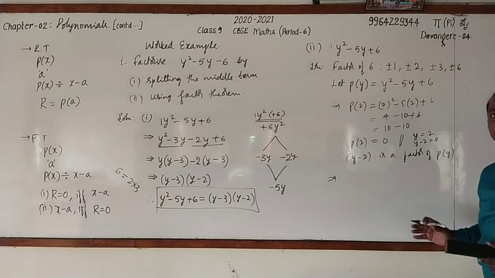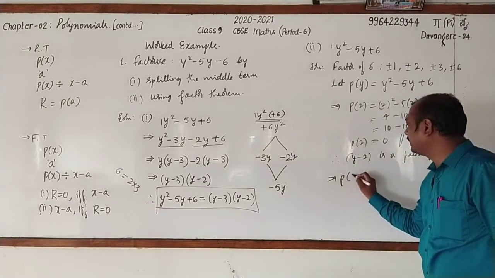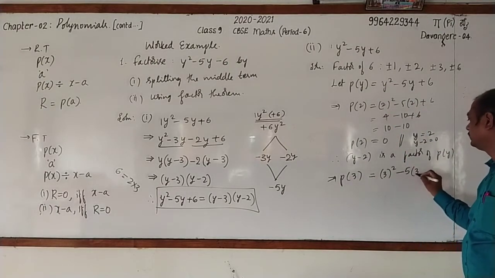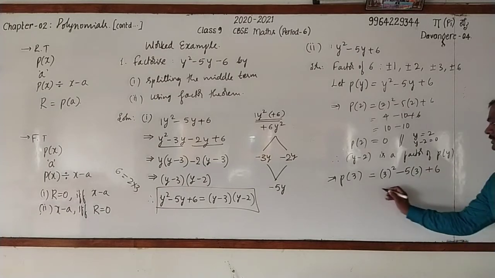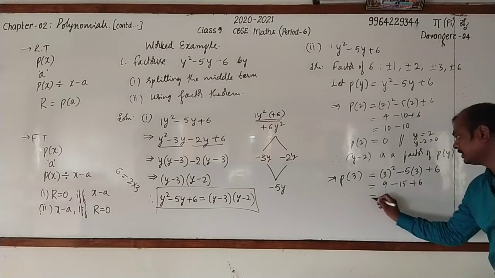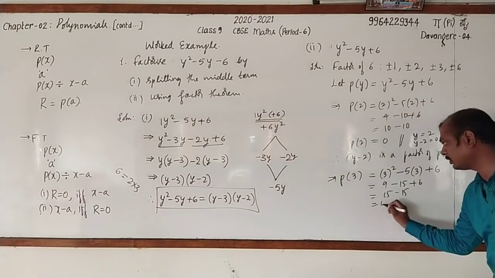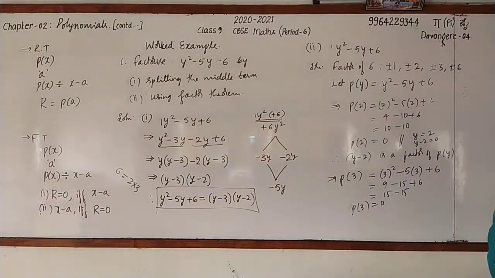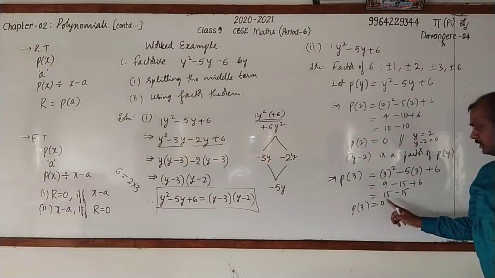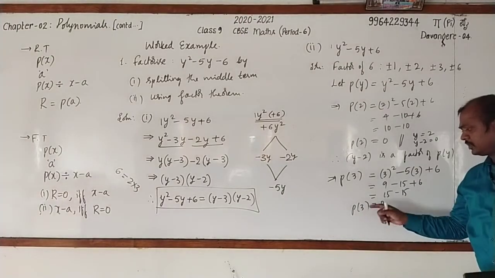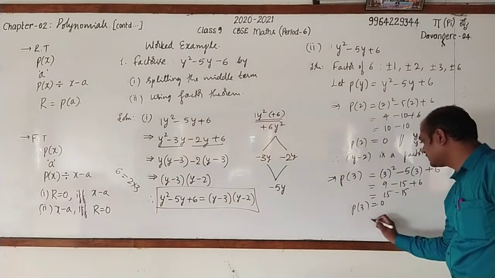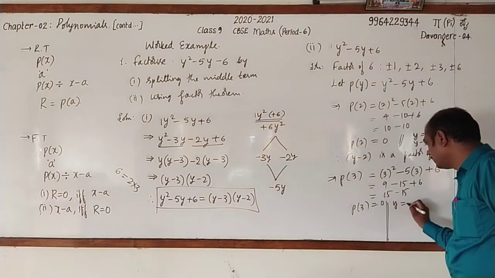Did you understand? Therefore, I take p of 3. It is equal to 3 whole square minus 5 into 3 plus 6. What is 3 square? 9. Minus 5 into 3, minus 15, plus 6. It is 15 minus 15, equal to 0. So, if y equal to 3, then the value of the given polynomial is 0. Therefore, 3 is a zero of this polynomial, one of the zeros. You can write this as y equal to 3.